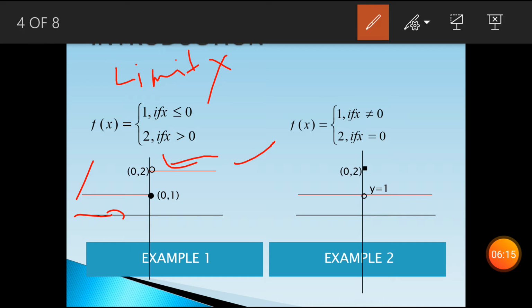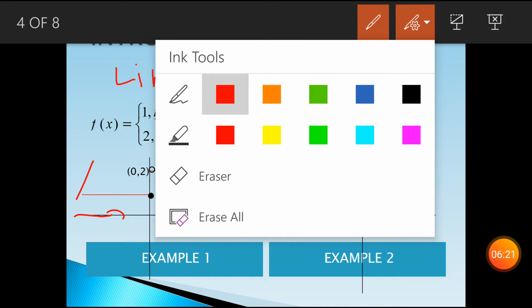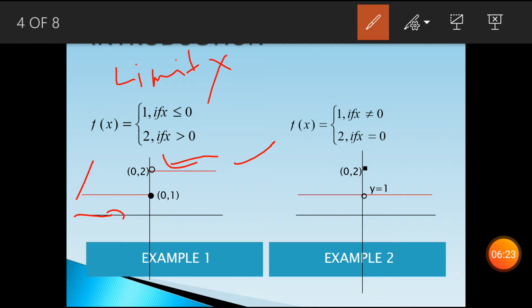Or if you are going to draw this graph, then you can see clearly, just pay attention. What will happen? First of all, this figure, and then we have to jump, and then this figure. It means there is a gap here. So we cannot draw this graph without lifting our pen. So this is not continuous. Okay, now you come to this example.